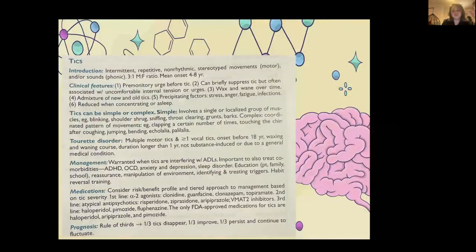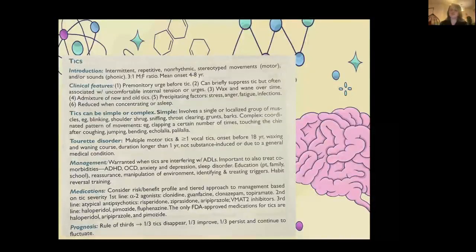And we manage these patients only when the tics are interfering with their activities of daily living. So it's important to check how much it's impacting their daily life. It's also important to treat the comorbidities associated sometimes. So things like ADHD, OCD, anxiety, depression, sleeping disorder can make this a whole lot worse. So we need to treat these as well if we think that this is mainly contributing to the symptom presentation.